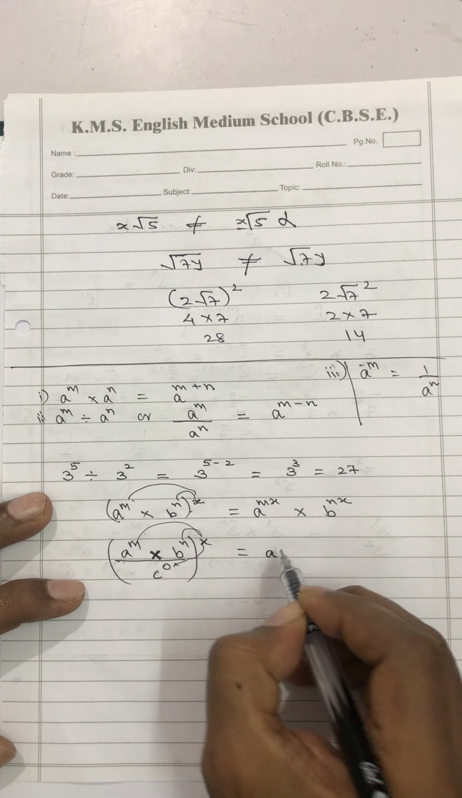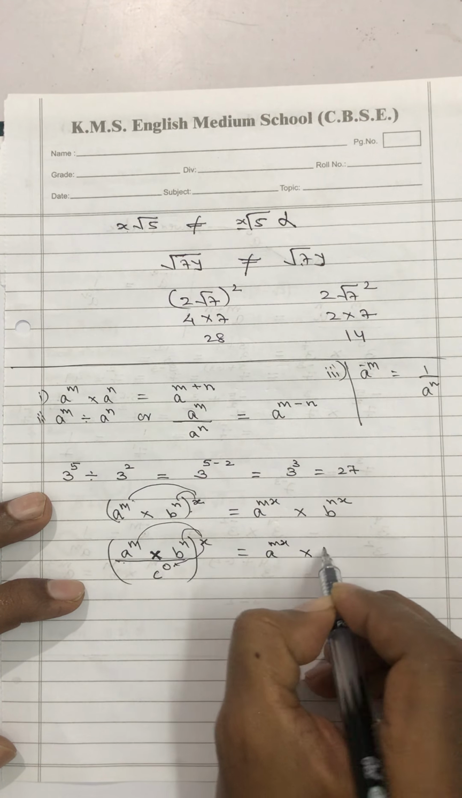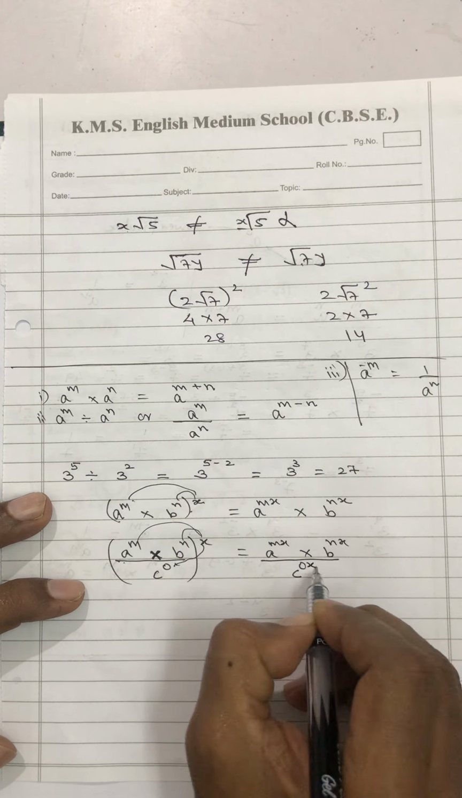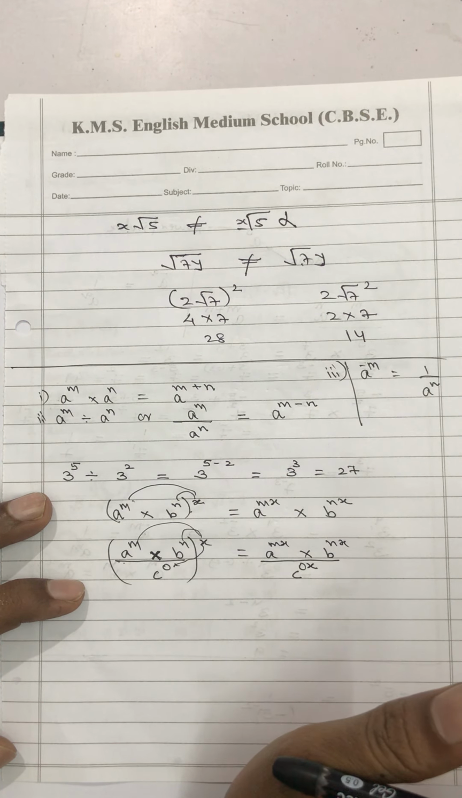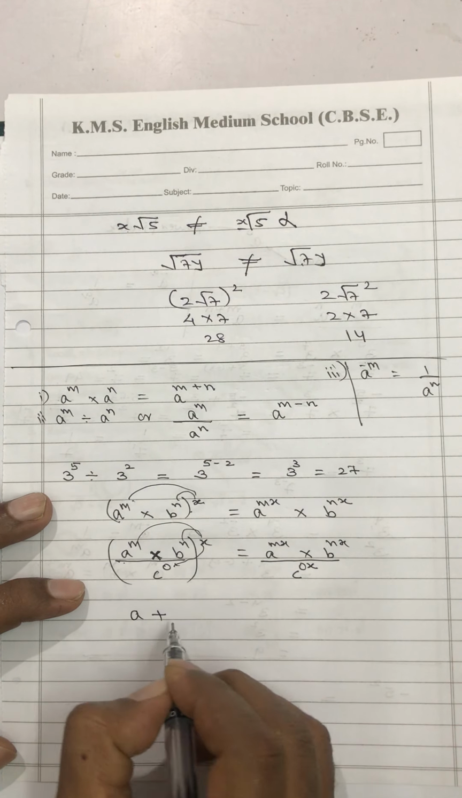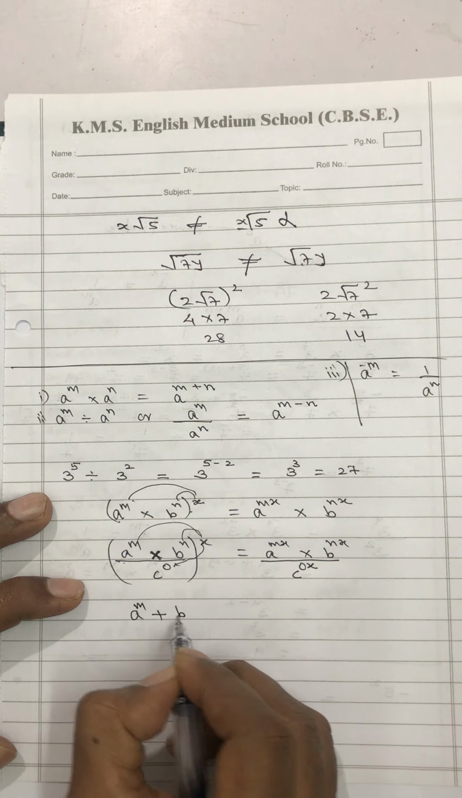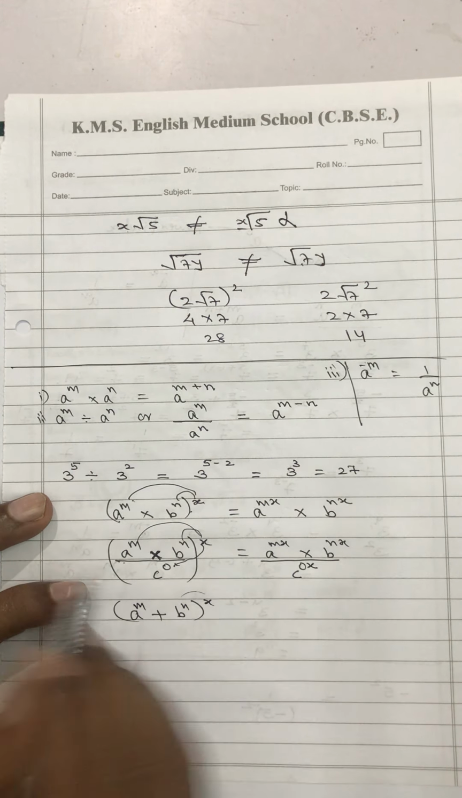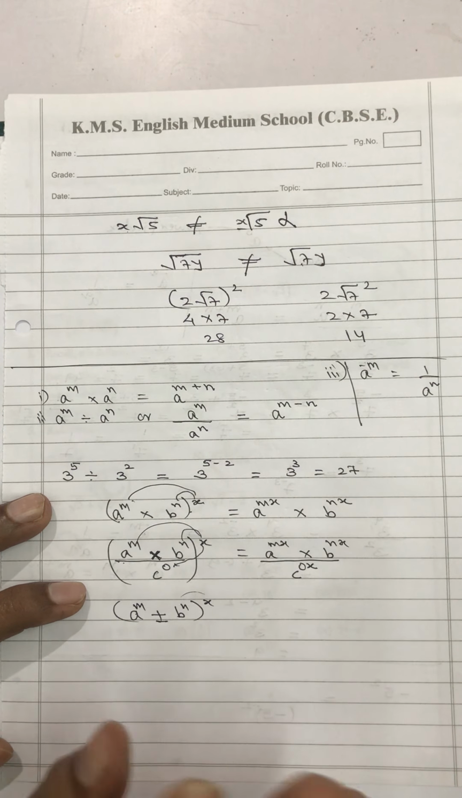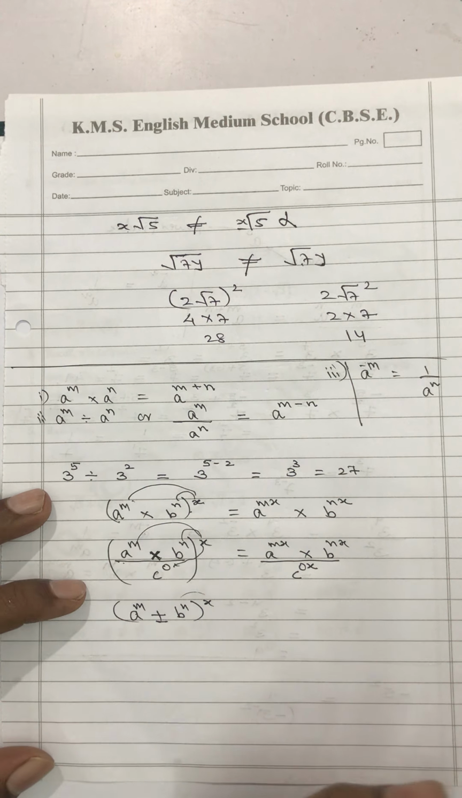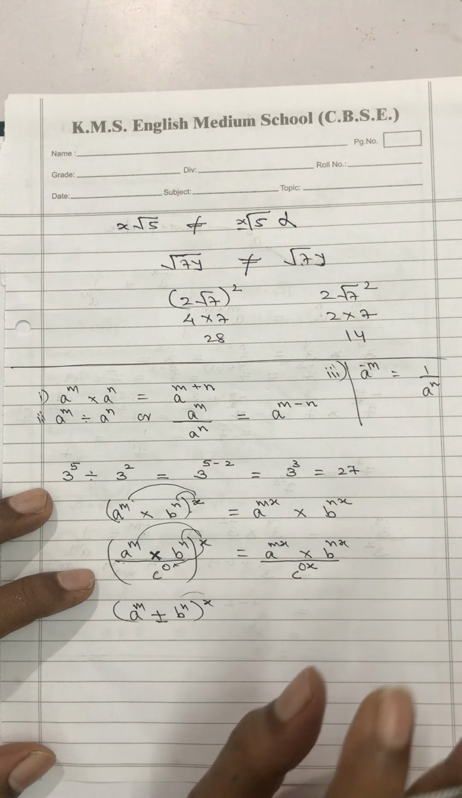So this will become a raised to the power of mx into b raised to the power of nx upon c raised to the power of ox. Understood? This is not going to be applicable if supposing it is a raised to the power of m plus b raised to the power of n, whole raised to the power of x. Now you can't multiply this. For plus and minus, these rules don't apply. For this, you will have to go by the expansion rules only, in identities.